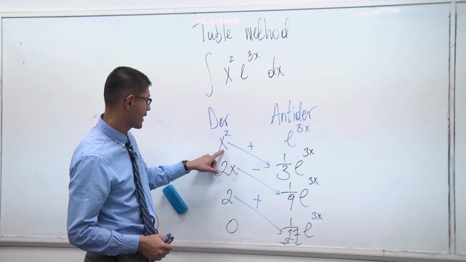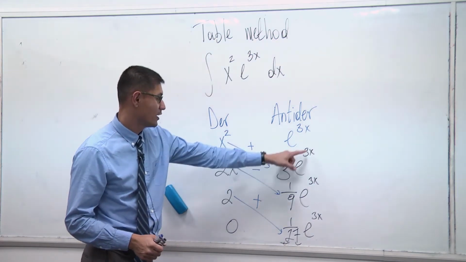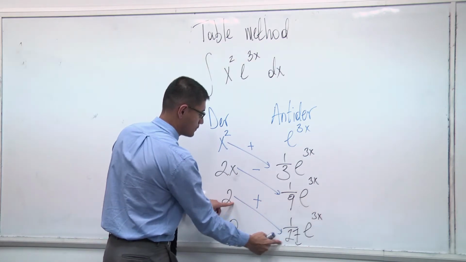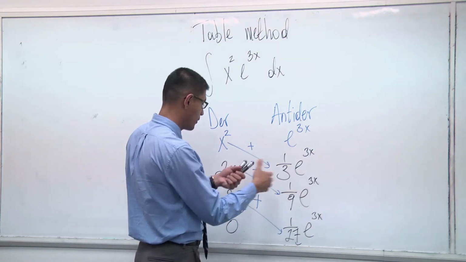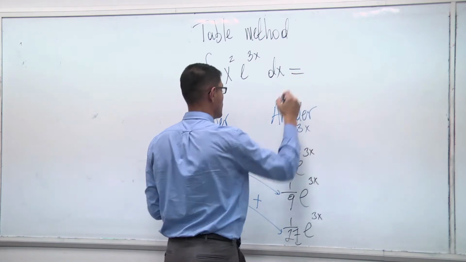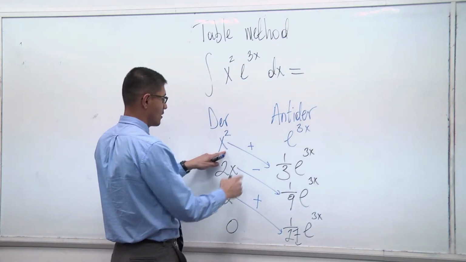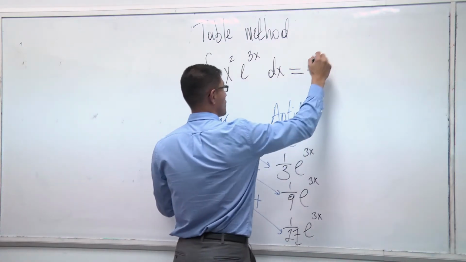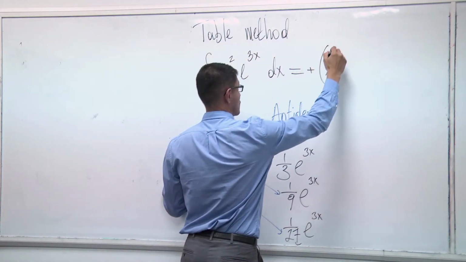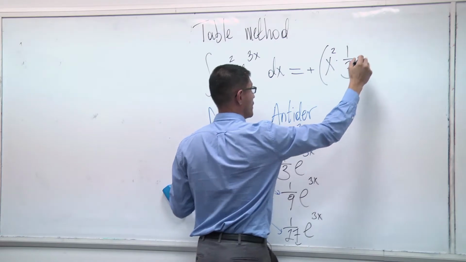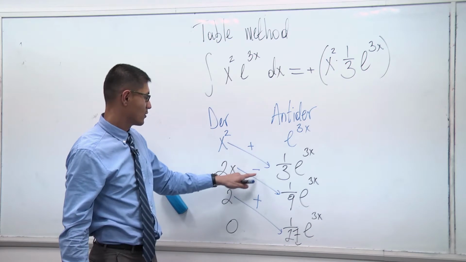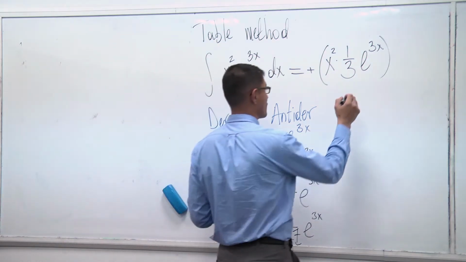These arrows represent multiplication. So that means you have to multiply x squared with 1 over 3 e to the 3x, 2x with this, 2 with this. And that would be your final answer. So let's see if we do that, what happens. So we have a plus in front, so if you want, you can put a plus in front and do x squared times 1 over 3 e to the 3x. And then there's a minus, so you want to put a minus in front.